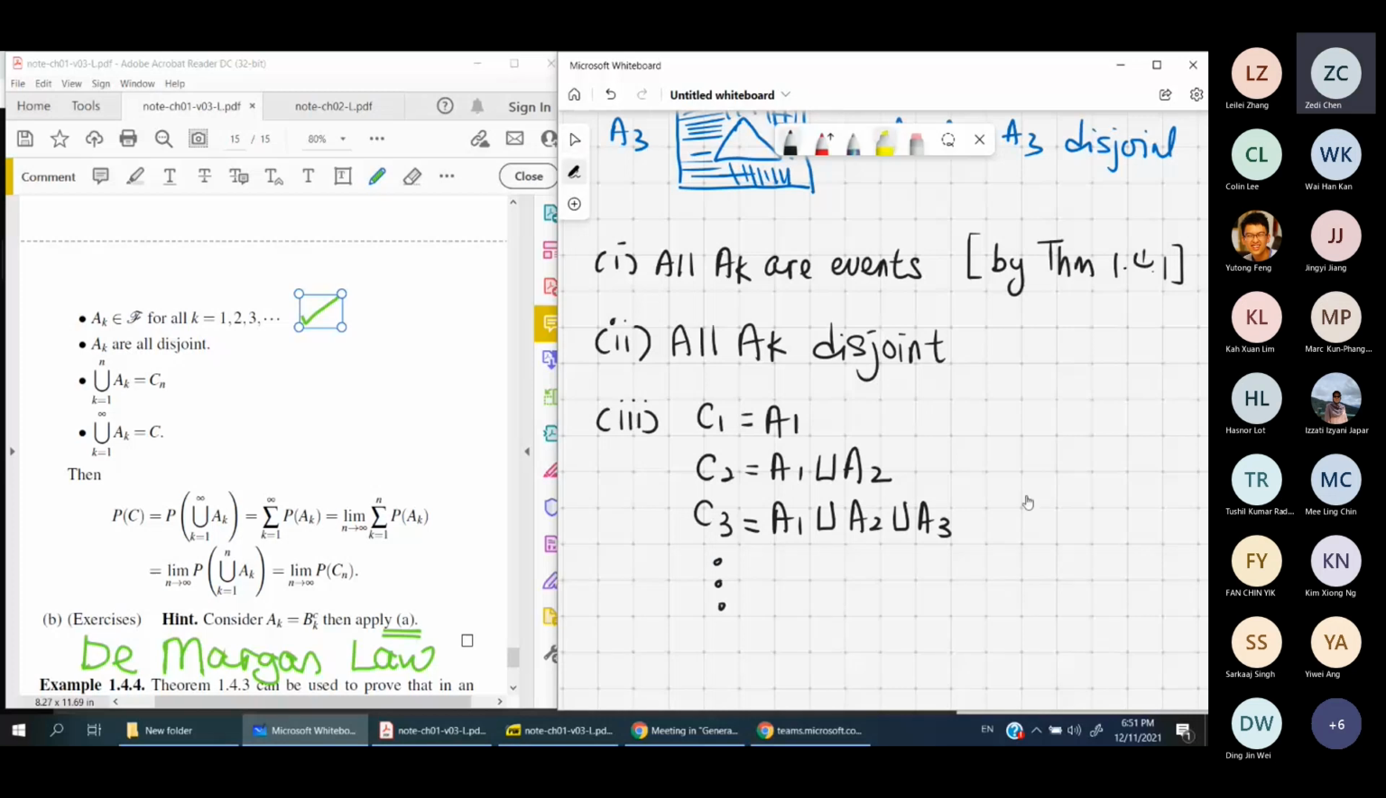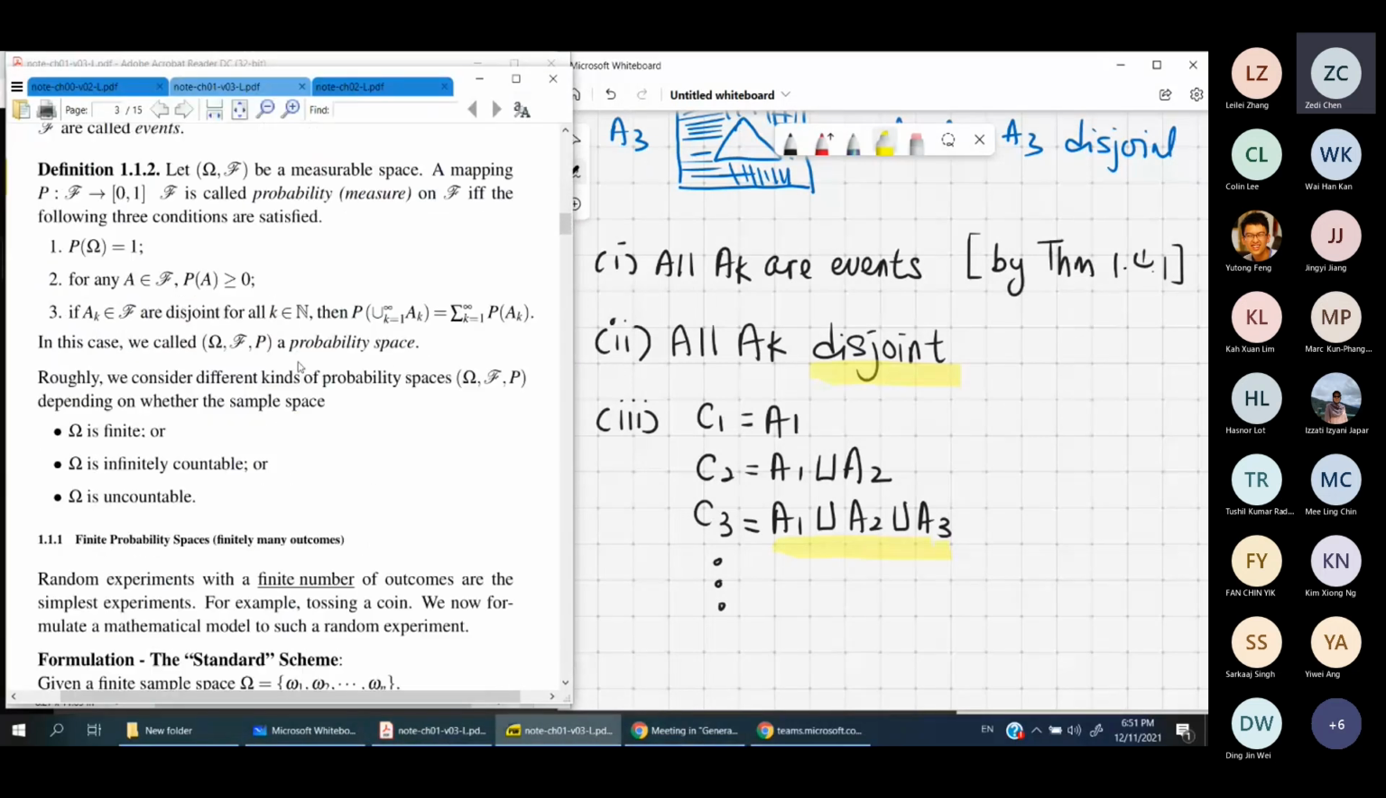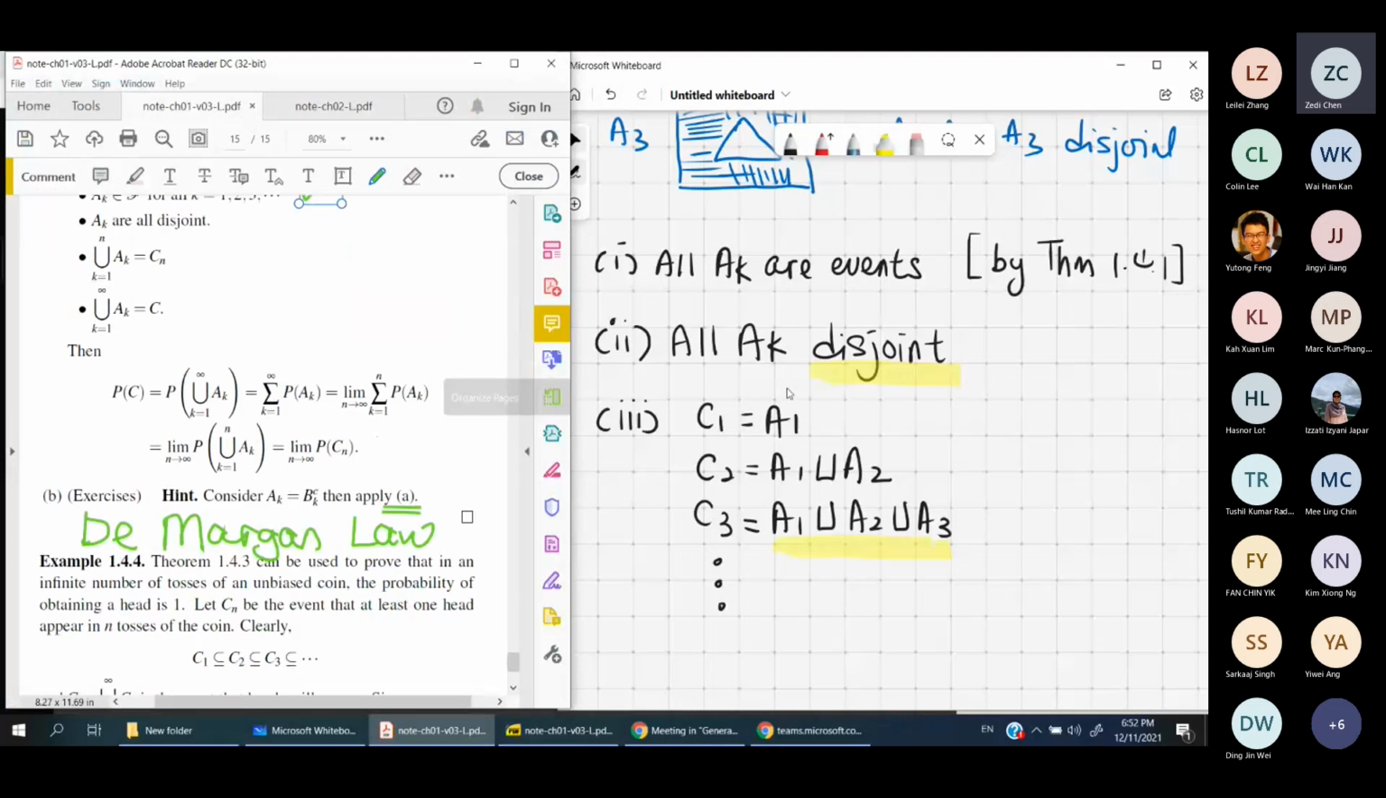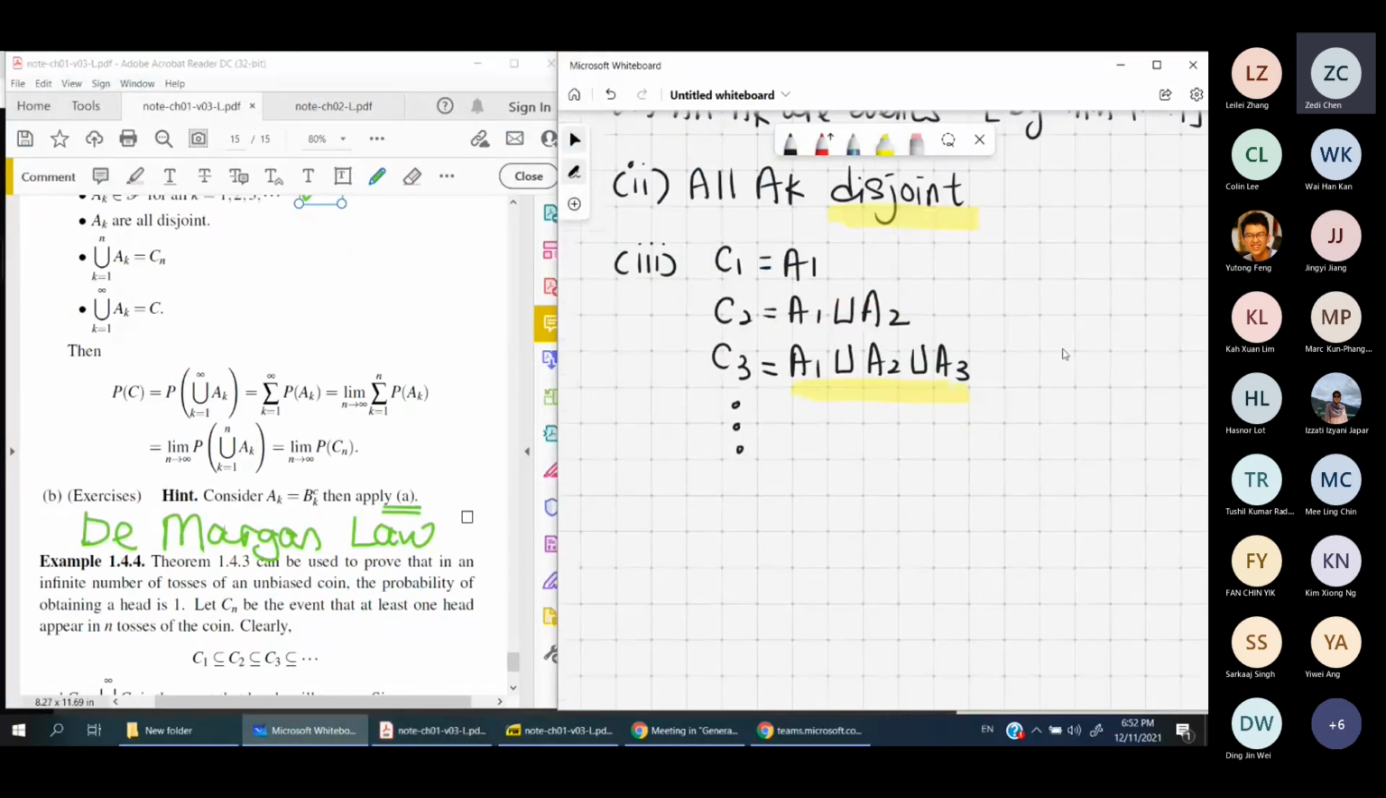Okay, so now what have we got? We have constructed something that are disjoint, and also we have something that is a union, right? Now we go back to our properties here, definitions. Okay, so if AK are disjoint, then we have this. This is our definition 1.1.2 part 3. Okay, so we can go back to our calculations. Once we have these properties, we can work out our calculation.